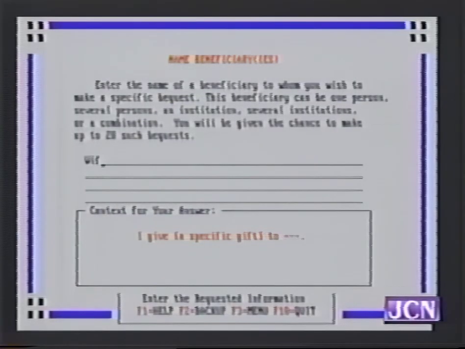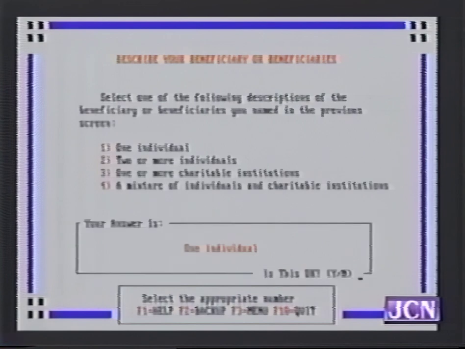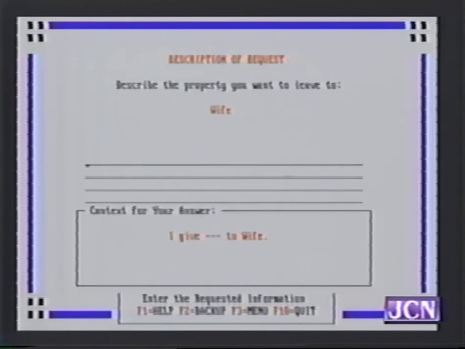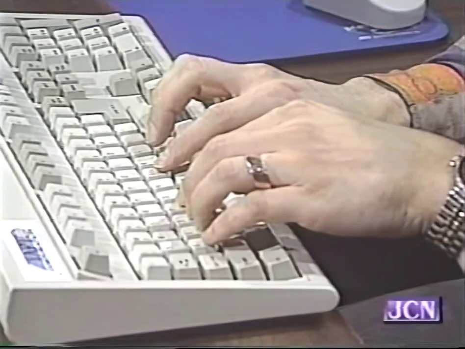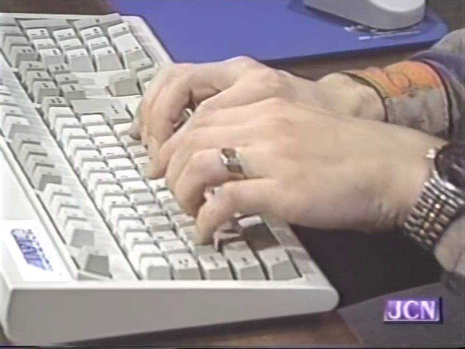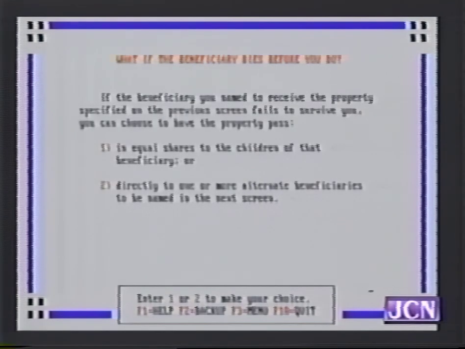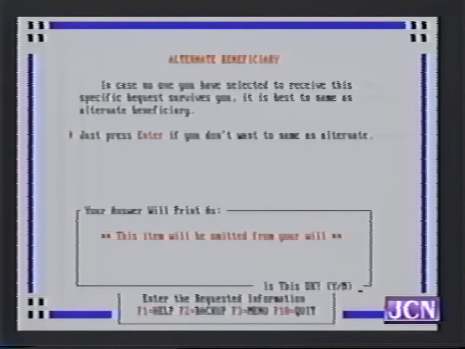And we'll just leave the money to the wife. Is that okay? It certainly is. And she is one individual. Yes. Describe the property. Well, let's say the computer. Everything else goes to my cat. And in fact, you can't leave animal or property to animals. We'll say yes there. What if a beneficiary dies before you? Well, I don't want to think about that. Let's go ahead and do equal shares to the children. Is this okay? Sure. And we don't want an alternate beneficiary.